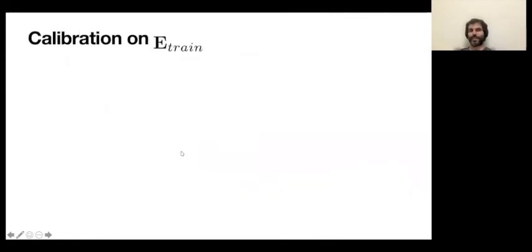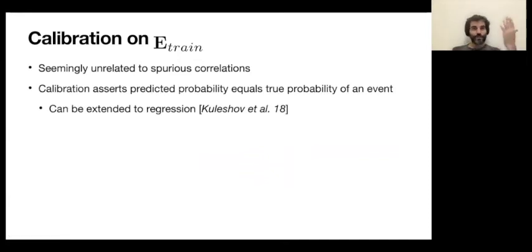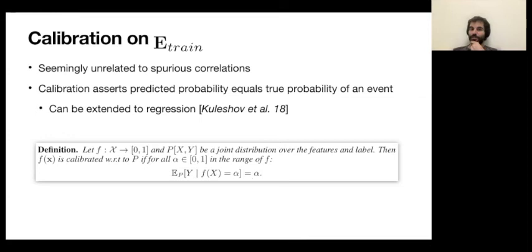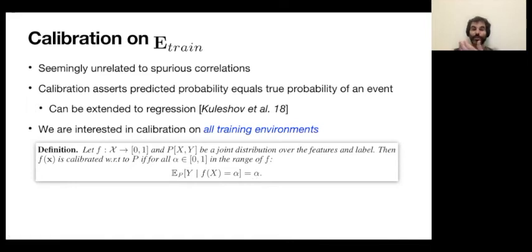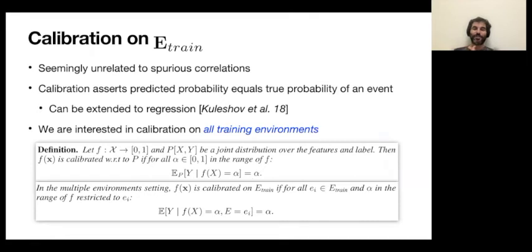Now, for something completely different, calibration, okay? And we'll soon tie these two notions together. As we said, calibration asserts that the predictive probability equals the true probability of an event. It's a well-calibrated predictor. And this is the definition of being calibrated on a single distribution. It means that the expectation of Y conditioned on f of x equals alpha is alpha. Okay, this is the classic, textbook definition of calibration. So if you predict there's a 30% chance of rain tomorrow, in 30% of the cases where you predict that, there will actually be rain tomorrow. And we now extend this to calibration on all training environments, just saying a classifier is calibrated on multiple environments if it's calibrated on each and every environment separately. Okay, just straightforward. But we will need this.